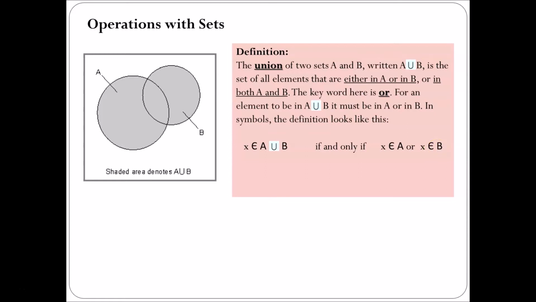For example, let's say set A is birds and set B is mammals. Now, if we want the union of A and B, we can list any birds or any mammals. So x could be any bird or any mammal. If you look at the Venn diagram, you see A union B is the combination of all the elements found in A and in B.